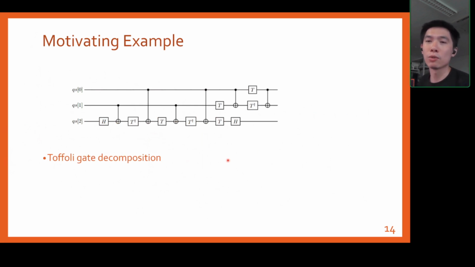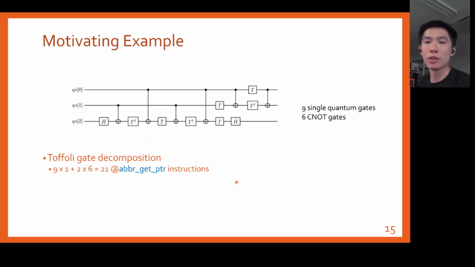Also, we use a QIR program for gate decomposition as an example to introduce the realistic redundancy in QIR. This program consists of a total of 5 single-qubit gates, so a total of 21 instructions to get the pointer of the qubit from the qubit array occur in the QIR code. Also, since there are 6 CNOT gates, 6 control qubit arrays need to be created. That is, the ABBR array create instruction needs to be executed 6 times.